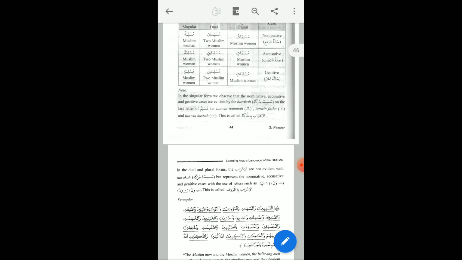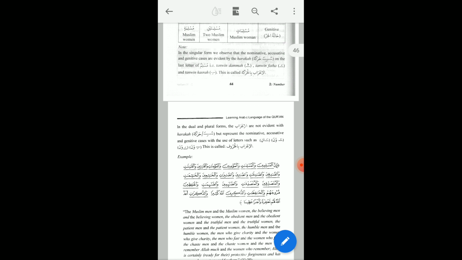In the singular form, we observe that the nominative, accusative, and genitive cases are evident by the haraka. For example, muslimun, muslimin, muslimanا, it is evident whether it is subject, object, or in the genitive case, on the last letter of muslim. That's tanween dhamma, tanween kasra, fathain, kasrain. This is called al-i'rab bil haraka. This is the most important thing to be memorized and understood.